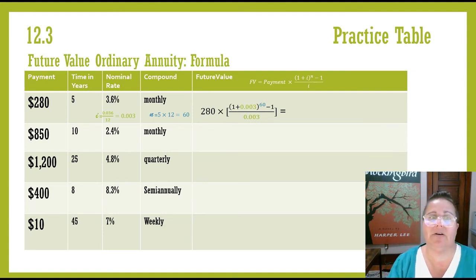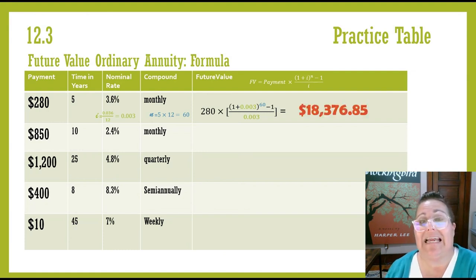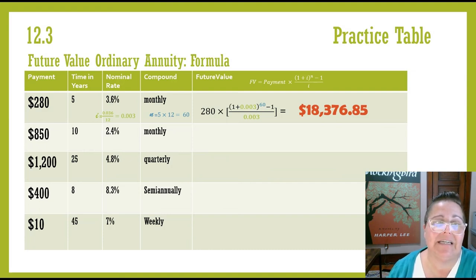And when you work that out in your calculator, did you get more than 20,000 or less than 20,000? You should have $18,376.85.